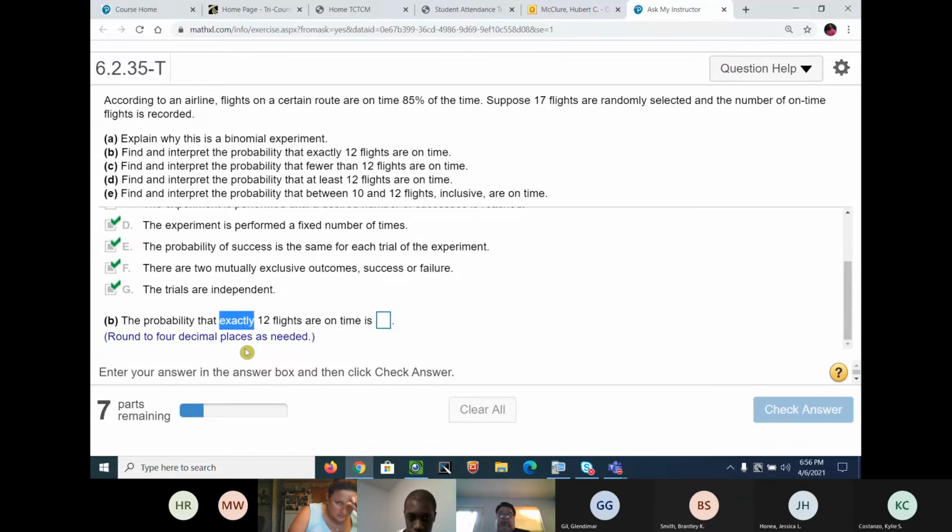No, the question's B. What does B say? 12. Okay. So I need everybody to do 17, 0.85, and 12. Okay, so binomialpdf(17, 0.85, 12), close parenthesis. Give me 4 digits.